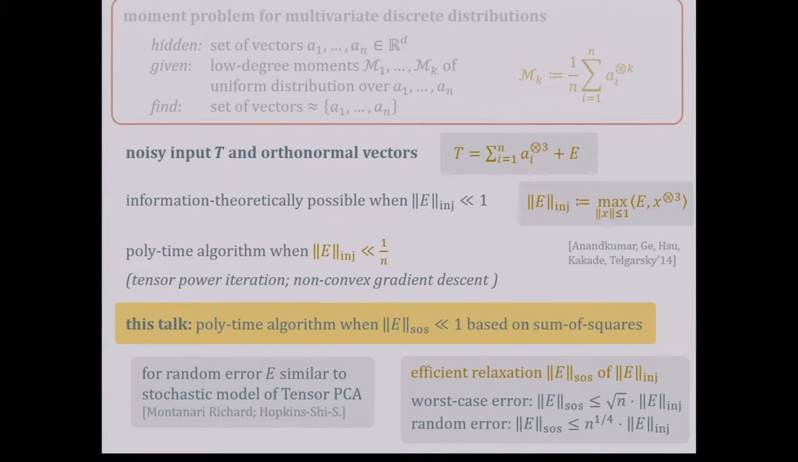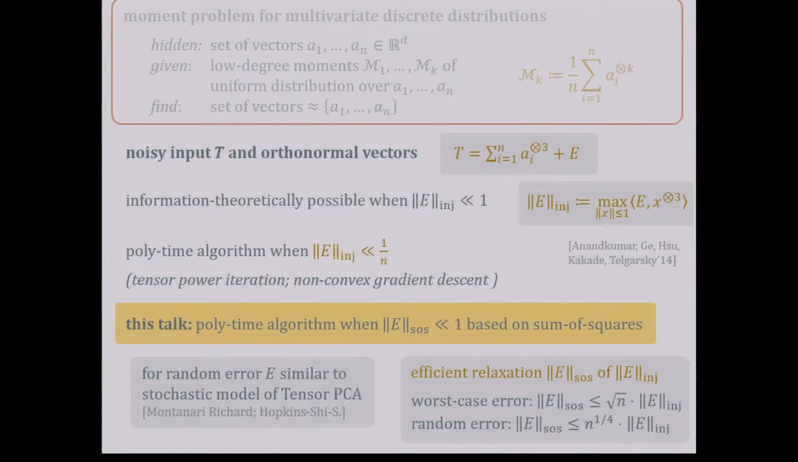And there's some evidence that it is difficult to improve over this n to the 1/4. In particular, even if the number of components is just 1, we don't know better algorithms. And if the number of components is 1, so n is equal to 1, and you have a random error, this corresponds to a stochastic model for tensor PCA, which was proposed by Montanari and Richard. So this bound here is the best that we know, even if n is equal to 1 for random tensors.